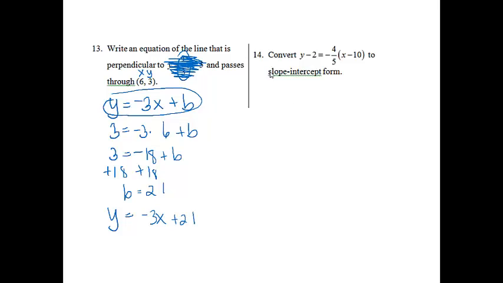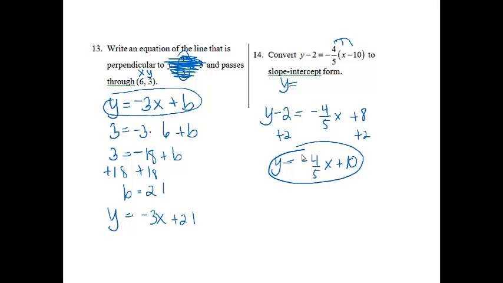All right, problem 14. Convert y minus 2 equals negative 4/5 times the quantity x minus 10 to slope-intercept form. Well, slope-intercept form is y equals form. So first thing I'm going to do on this problem is distribute to get rid of my parentheses. So I'm going to have y minus 2 equals negative 4/5 x, and then negative 4/5 times negative 10 is going to be positive 8. And then if I want this to say y equals, to get rid of the minus 2, I'll do plus 2 to both sides. So I'll get y equals negative 4/5 x plus 8 plus 2 is 10. So that would be my answer right there.